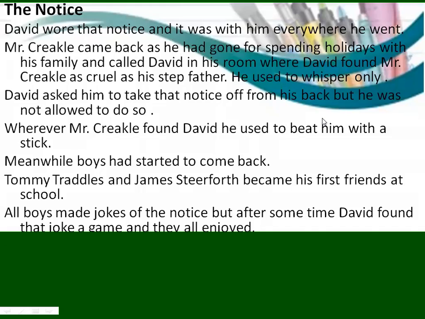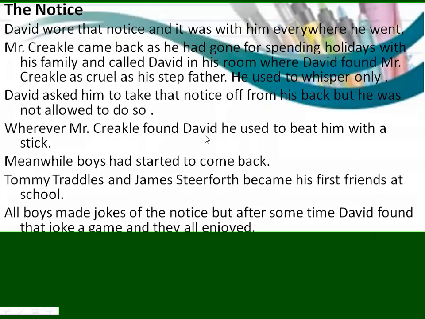Tommy Traddles introduced the game to the other boys and they all enjoyed, and they were having an interesting game with David and with the notice. James Steerforth also helped him to spend shillings for the feast of the boys. Maybe they have the custom, a habit of all the students that whenever new students come to the school, they enjoy by taking a feast from the new students. So James Steerforth also helped David to spend all those shillings which were gifted by Peggotty and his mother for the feast, and they all bought cakes, fruits, wines for the feast, and they were having a very nice party at the school.